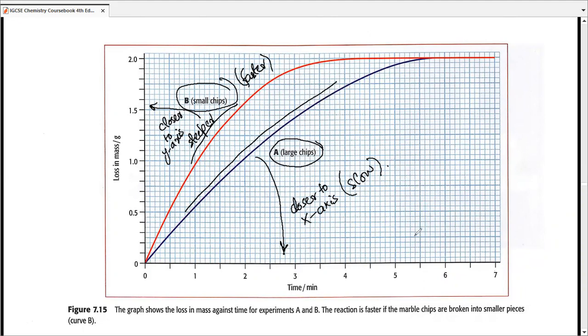Now, obviously, there is a reason behind it. We're going to discuss the reason, but first, the basic understanding. The steeper this curve gets, the more steep the curve, the faster the rate of reaction. The less steep the curve, this is less steep, and that means it's slower. Okay, so let's clarify.